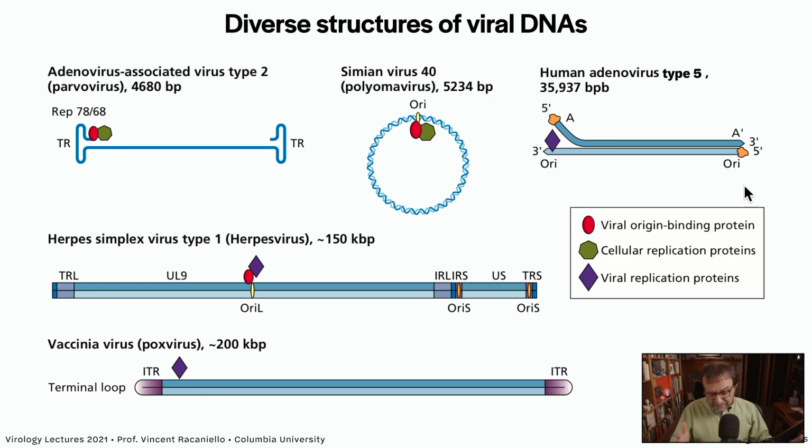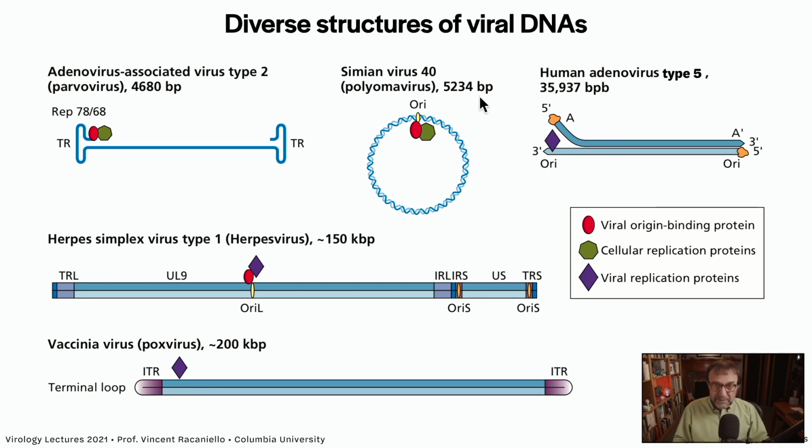So the DNAs have diverse structures that have to be replicated, just like the RNA viruses have a diversity of structures that have to be reproduced. And here they're shown, the ones we're going to talk about today. We have adeno-associated virus, which is a parvovirus, a single-stranded DNA virus, and SV40. So that's 4,680 bases.